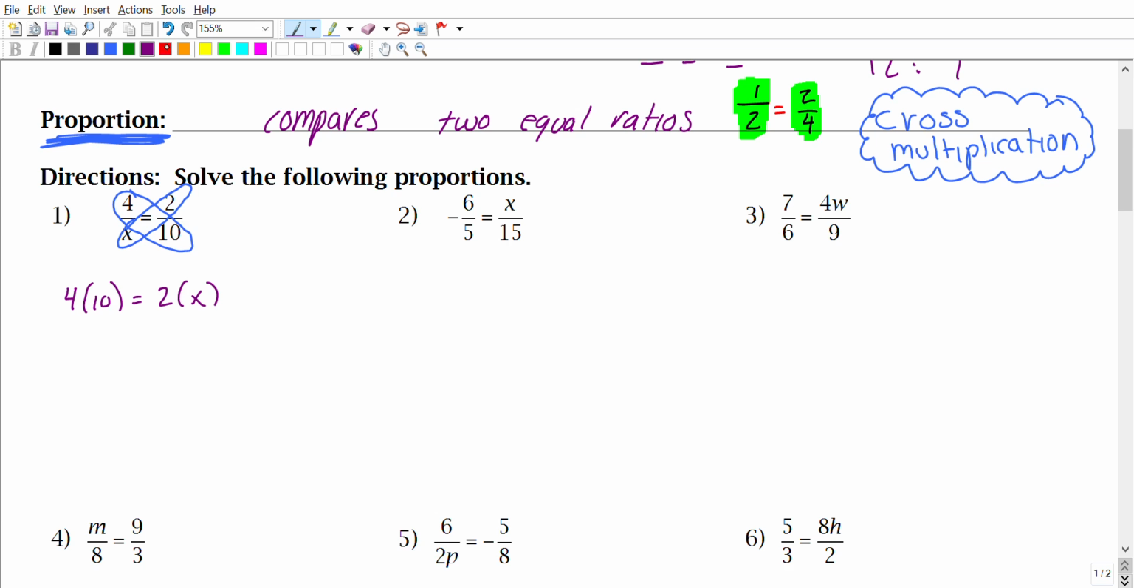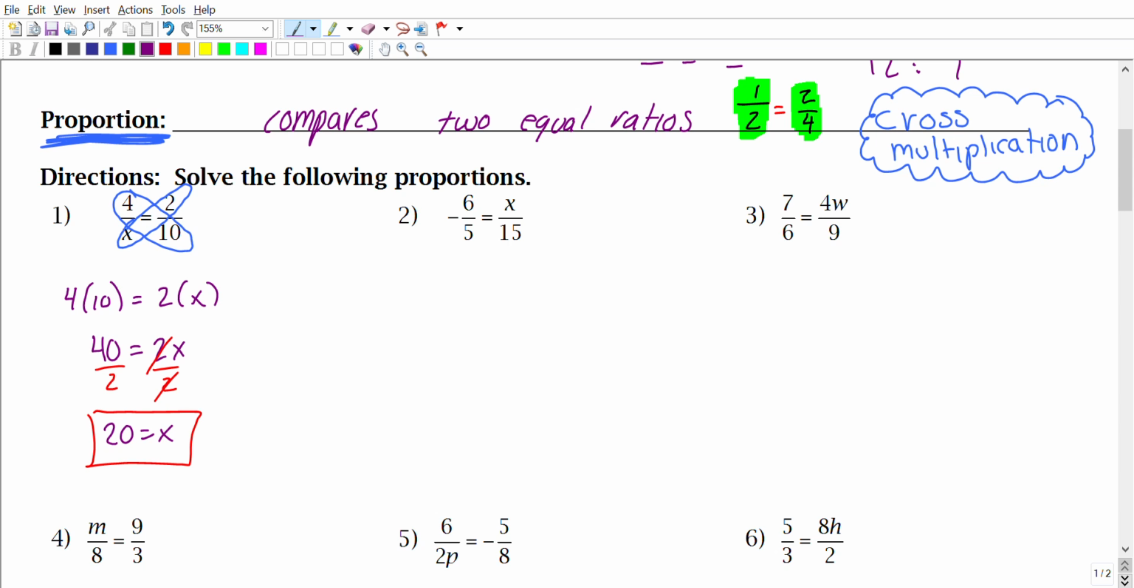Okay, so let's see, what do we get? 4 times 10, well, that's just 40. 2 times x, 2x. Well, what do we do now? Well, this just becomes a problem we've solved before. We divide by 2, we get 20 equals x as our final answer. Okay, so nothing to it, pretty simple. We just have to make sure we follow the correct steps.